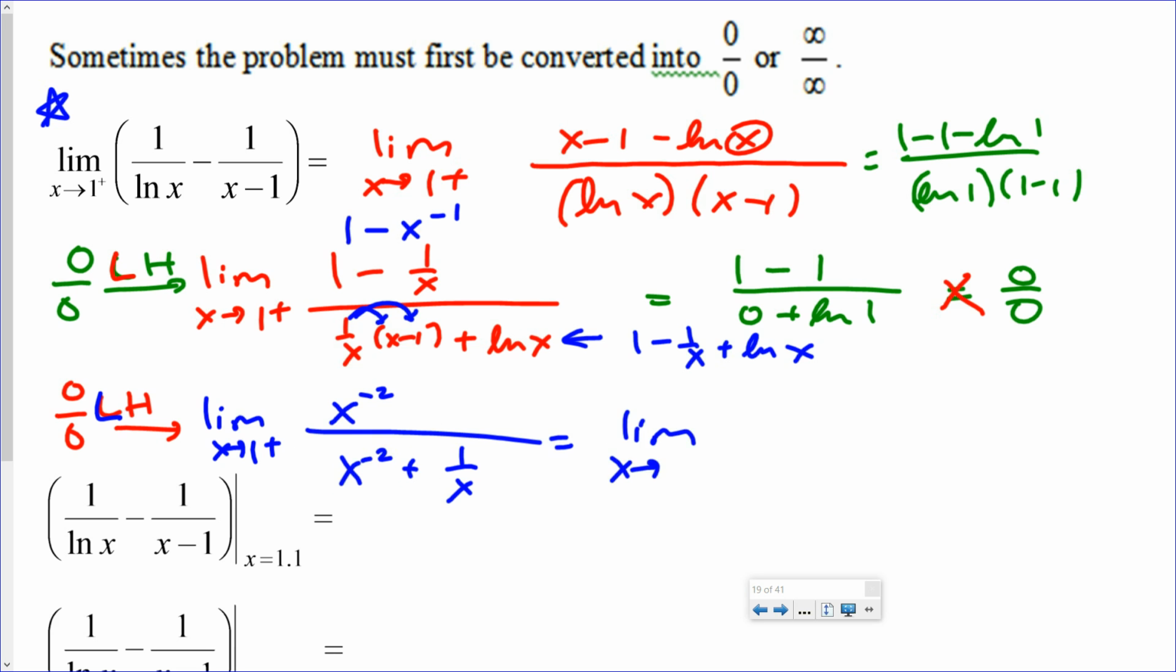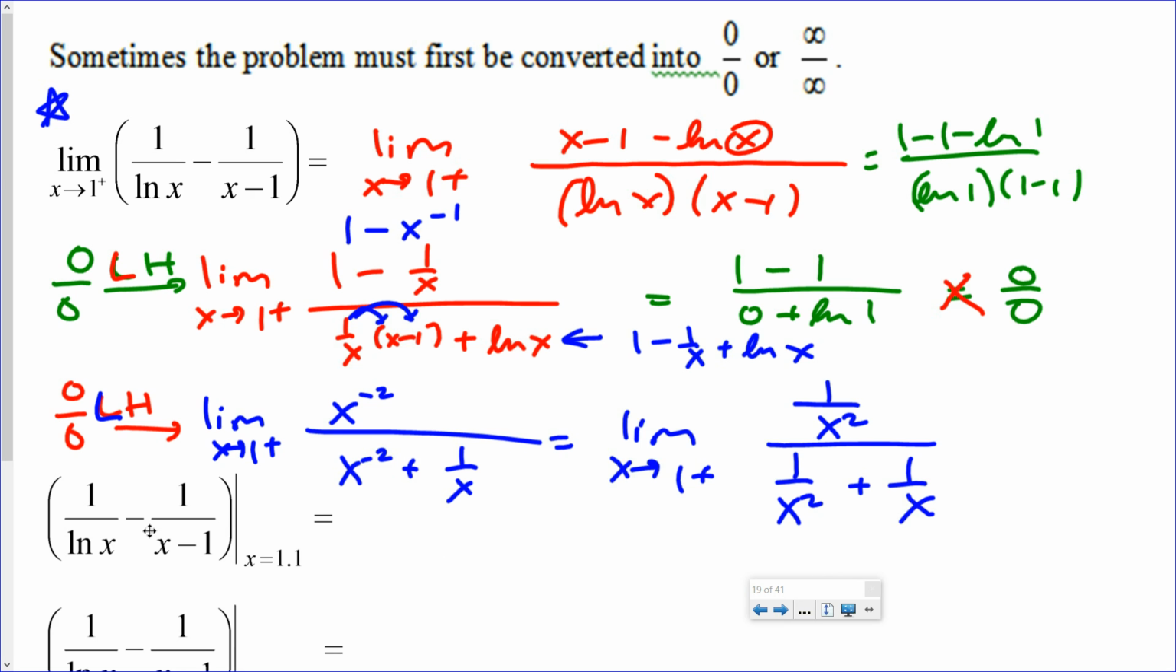Rewrite this problem. Get rid of your negative exponents. So that would be 1 over x squared over 1 over x squared plus 1 over x. Okay, get rid of your negative exponents, because who knows how to plug into a negative exponent? I don't. Okay, get rid of those. Now plug in your 1.